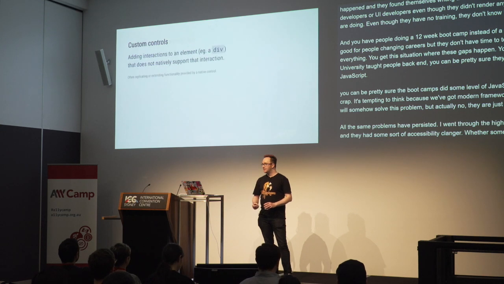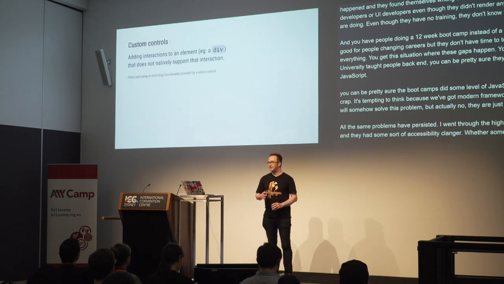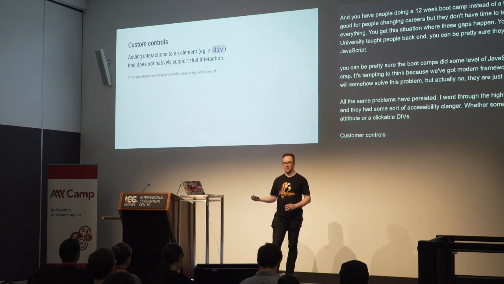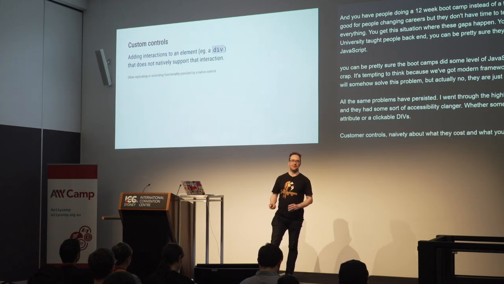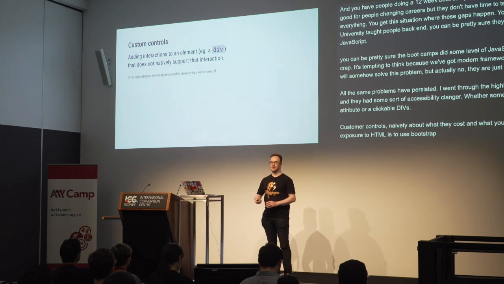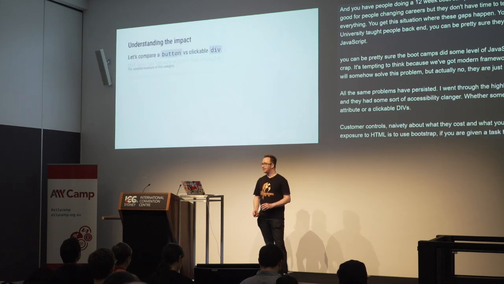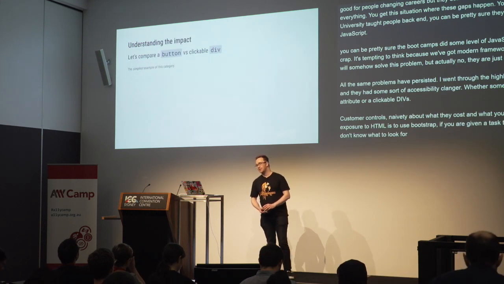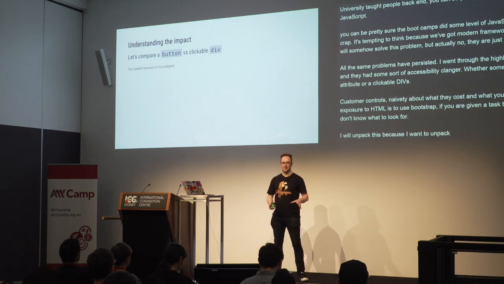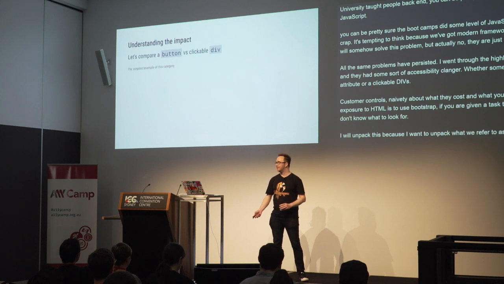So this problem remains, custom controls and naivety about what they cost and what you really have to do. Because if your entire exposure to learning HTML is go use Bootstrap, you don't know what it's really doing, and you don't know if you have to reproduce something. You're given a task in your new job to go and make a custom control. You don't actually know what to look for. So I'm going to unpack this, because I want to unpack what we refer to as a bit of a fait accompli. We talk about don't click on divs, but what does that really mean? And that's what I'm going to go to here.